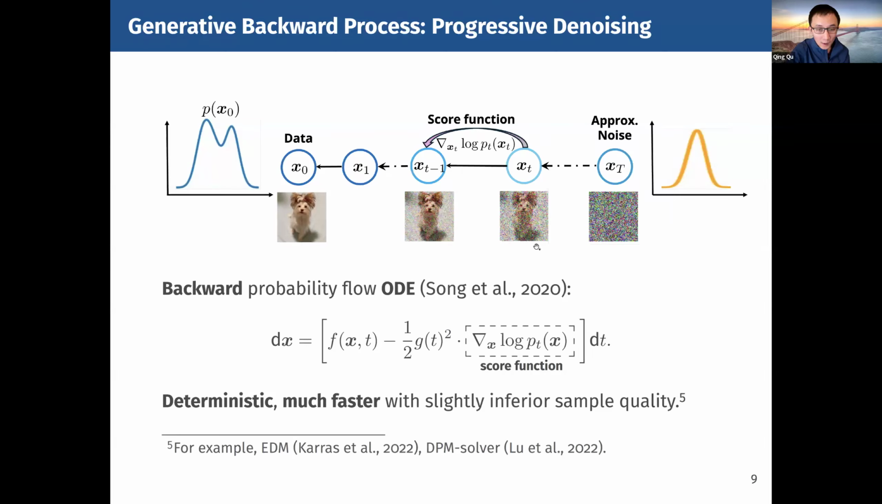To deal with this issue, a naive and very intuitive idea is: why don't we use neural networks to learn the score function from the data?